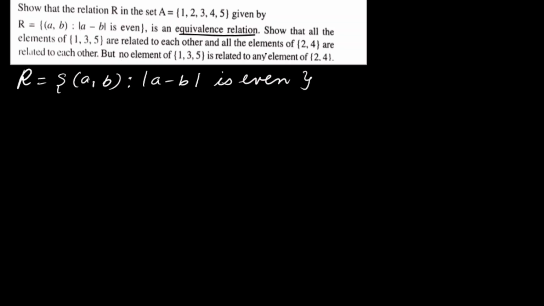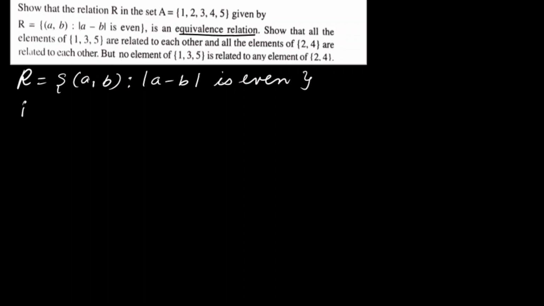So it's similar to the previous question. Whenever we have to prove any relation is an equivalence relation, that means we have to prove that the relation is symmetric, reflexive, and transitive. So let's do that. First part we will do till here, then we will see the next part.